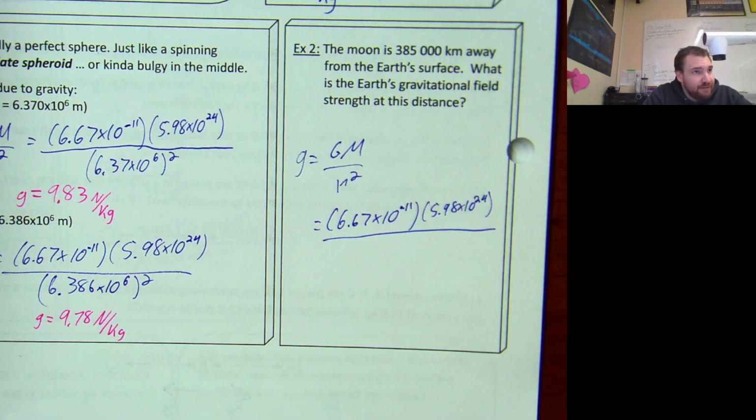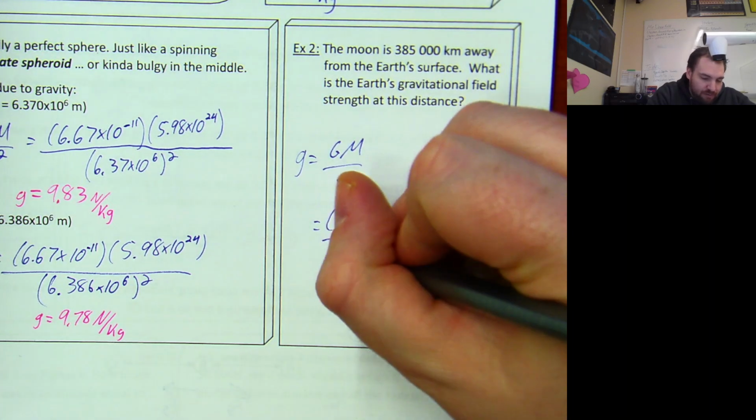For gravity, well, first we're going to have to make sure it's in meters. Yeah, that's what I did, 385 million. But it's 385 million meters from what? The center of the Earth. That's not what the question says. From the Earth's surface. So what do we have to include? We have to add to it the Earth's radius.